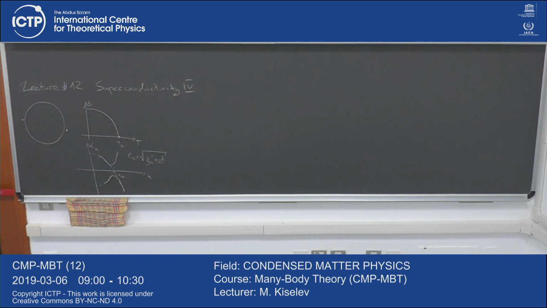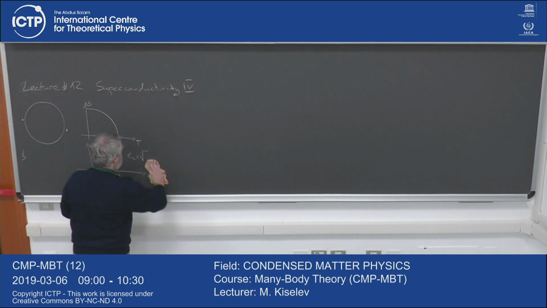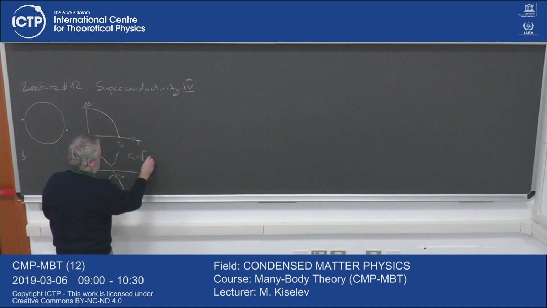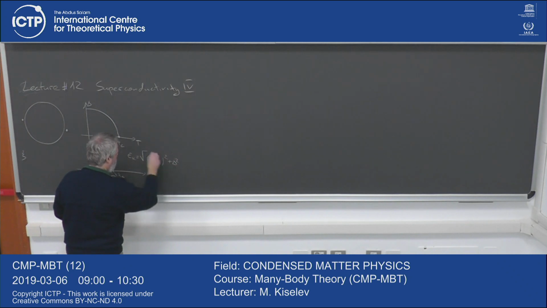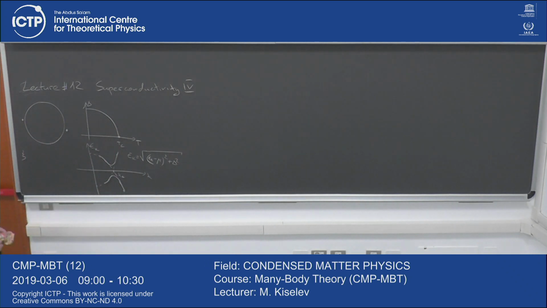So we said that the system is unstable with respect to formation of the Cooper pairs. We introduced the coherence length. Actually, we did it when we discussed the Ginzburg-Landau equations already. Let me write it: epsilon_k minus mu squared plus delta squared, to understand what it means, and the coherence length, which behaves as 1 over square root of tau.